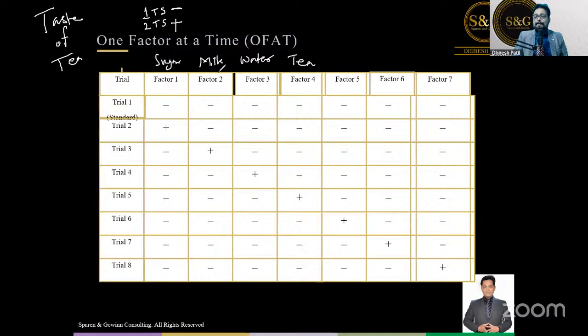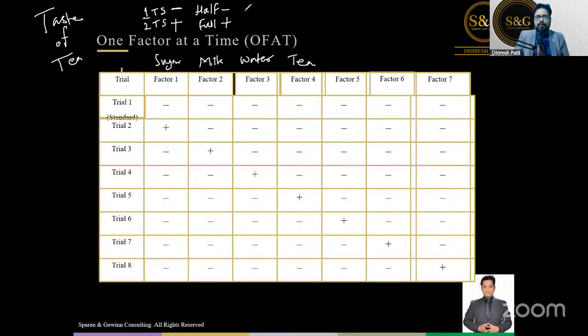Similarly, let's say milk. Now for milk, let's say if I put half a cup of milk, and full cup of milk. I'm just giving you a raw example. Just try to understand. Mujhe chai banani nahi aati. Don't laugh at me, okay? So half a cup will be denoted as negative or minus sign, and full cup will be denoted as positive. Similarly, water as well.